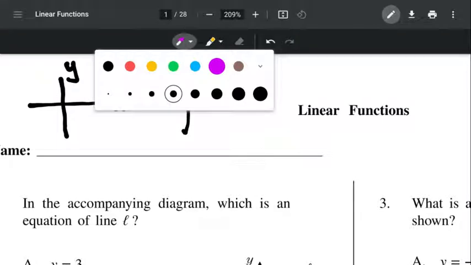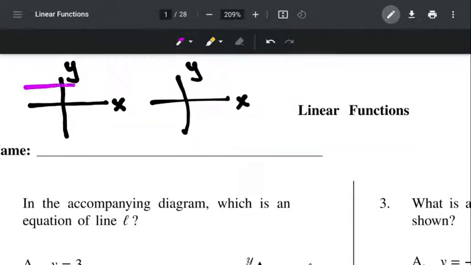So let's start, let's do a horizontal line. Okay, flat. The equation for a horizontal line is y equals, and then some number, whatever the number is where it crosses the y-axis. The equation for a vertical line, straight up and down, is x equals some number, and that number would be where it crosses the x-axis.